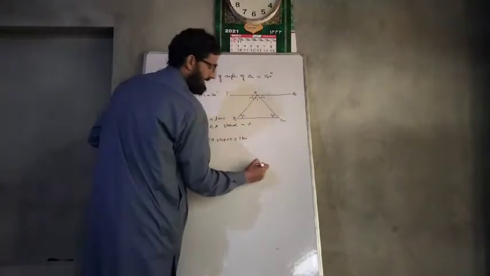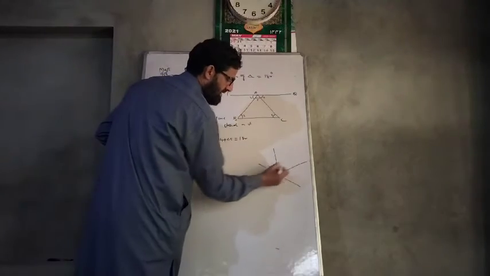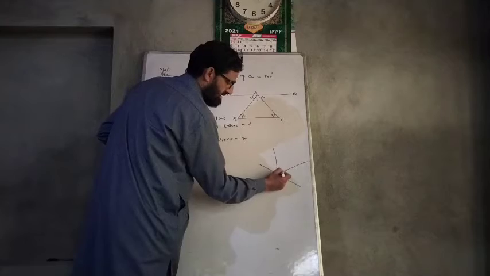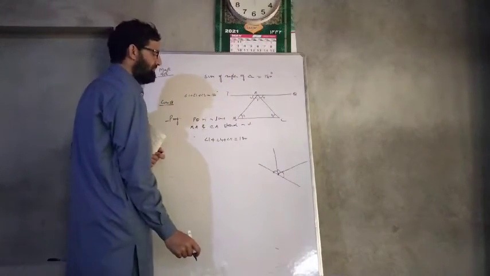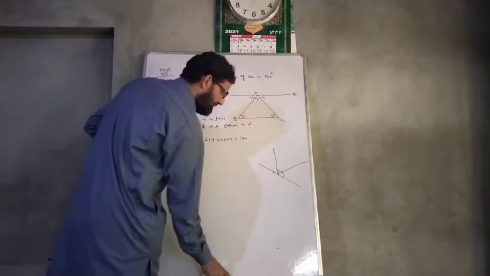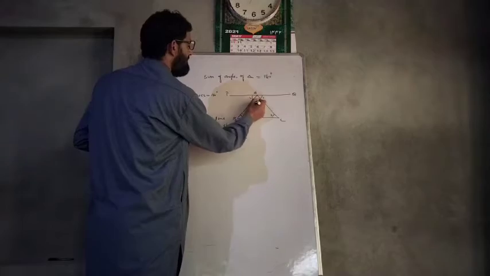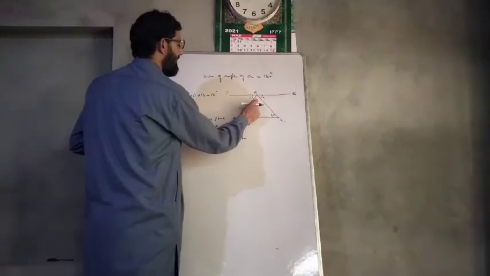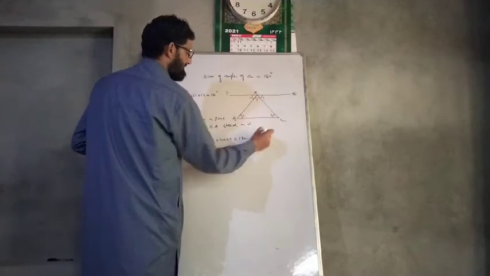This is a line segment like this, and this line stands on it. Therefore, the sum of all these angles is equal to 180. This we know. Now name this equation first: angle 1 plus angle 4 plus angle 5 is equal to 180. Name this equation number first.